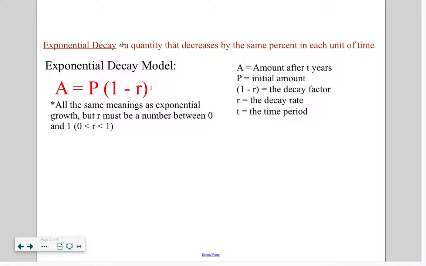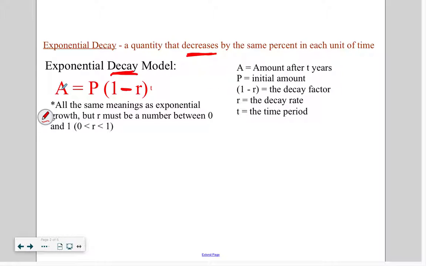So here is our definition. It's a quantity that decreases by the same percent in each unit of time. Our formula is going to look very similar to what we were doing with growth, except for now with decay, we're decreasing, we're subtracting whatever that rate of decrease is.